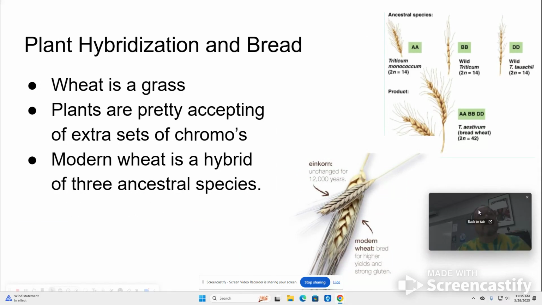We've seen examples of changes occur through human agriculture as well. Here you see the image of einkorn. This is the first wheat that was domesticated by humans like 10 or 12,000 years ago. And you see here, these are the wheat berries. This is what gets crushed up and used to make flour.